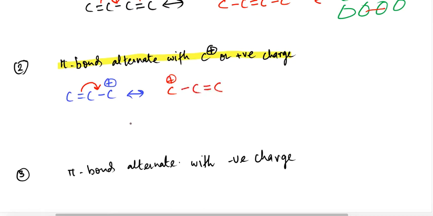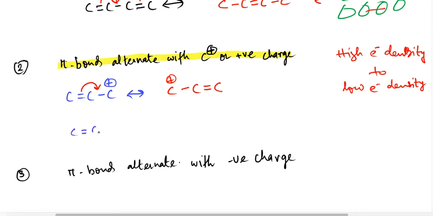Always remember that in resonance, movement is always from high electron density to low electron density. Always movement takes place like this. So here you have positive charge, so electron density is less. Here you have double bond, so electron density is more. Let's draw the orbital diagram, and then it will be very clear for you guys.